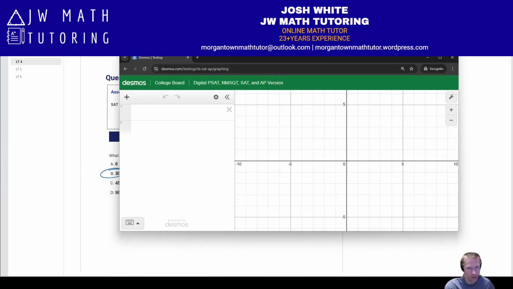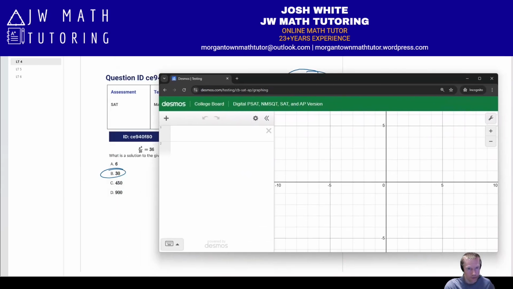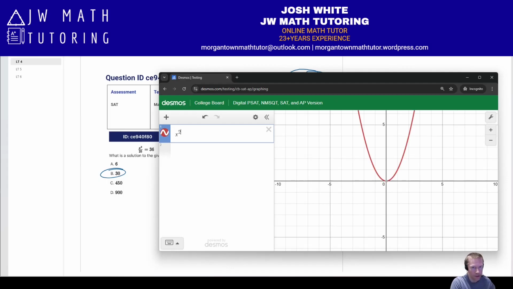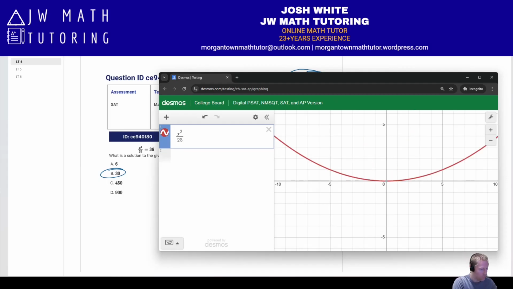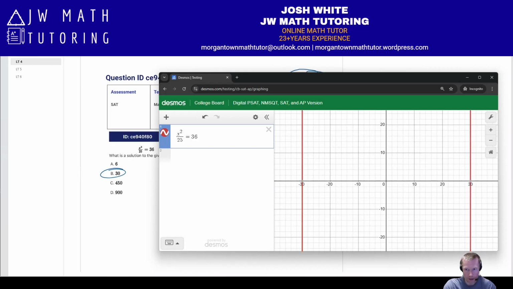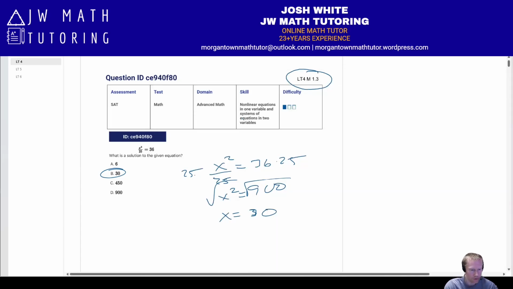Now, of course, since this is an equation, we could just go to Desmos and type it directly into Desmos. Now, we don't see any vertical lines because we have to zoom out, and right here, positive 30, negative 30, of course, the answers are all positive, so we want positive 30. So that's just an alternate way you could solve this one.